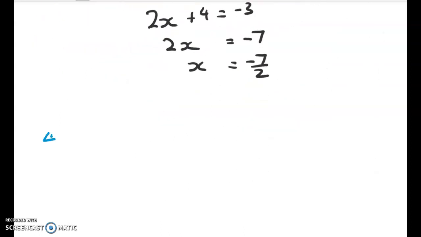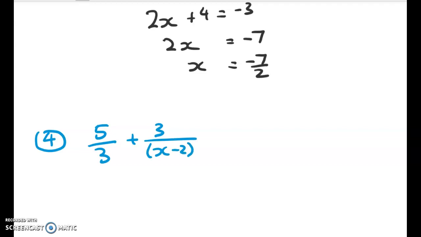Right, on to number 4. Now this one's different because the variable is in the denominator for the first time. Sometimes this is going to mean that we end up getting an equation that's not linear. It'll be quadratic or something even cooler. But this one simplifies pretty nicely.